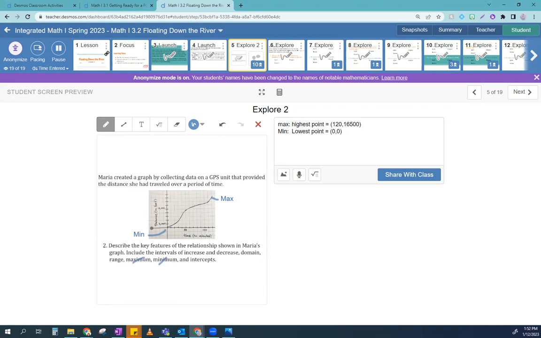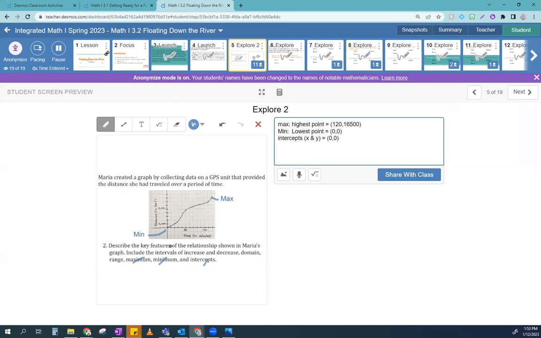Next piece. So we did max, we did min. Intercepts is where it crosses the X and Y axis. Do you see this crossing the X or Y axis? Yeah, so these are actually X and Y intercepts. It's actually both, right? So it's at the point 0, comma 0. Hey, Ms. Johnson, that's cool because the minimum was 0, 0. Can you have the lowest point be the intercepts? Sure. There you go. It's right there. Okay, so that's done.